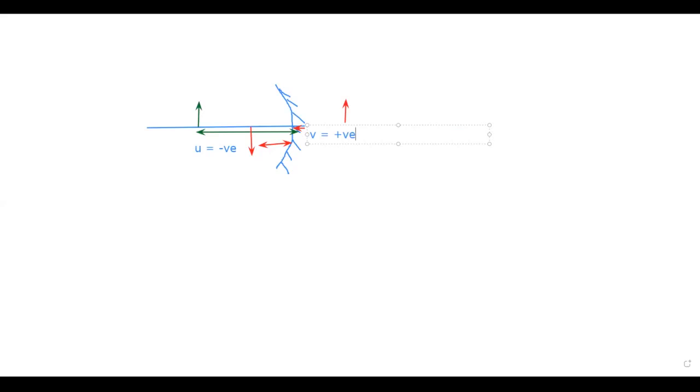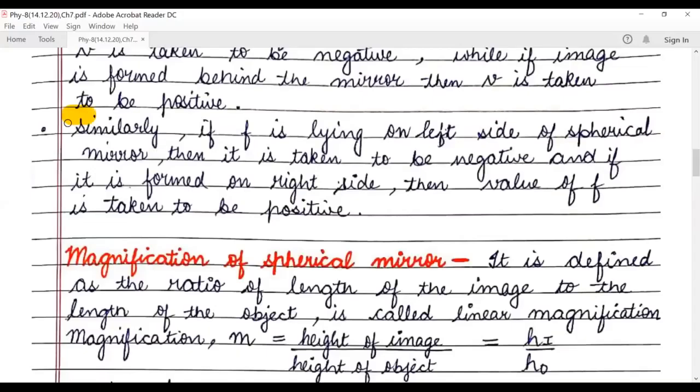So students, coming to the third point to be discussed, if focal length, that is f, is lying on the left side of the spherical mirror, then it is taken to be negative, and if it is formed on the right side, then the value of f is to be taken positive. Students, just see the ray diagrams given to you last week. You will see that in case of a concave mirror, focal length is situated on the left side.